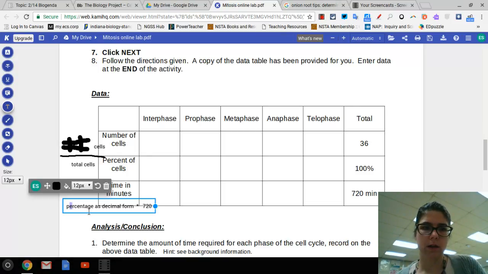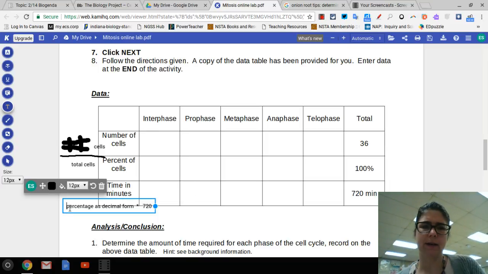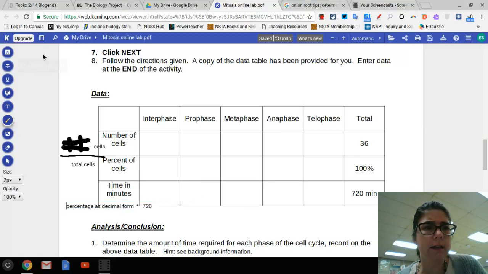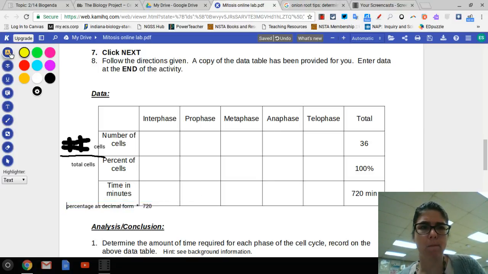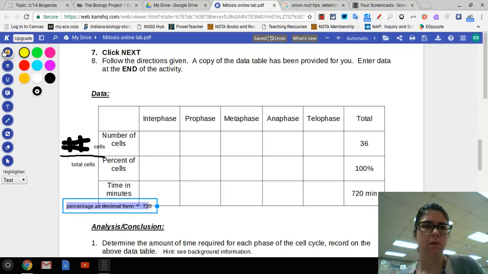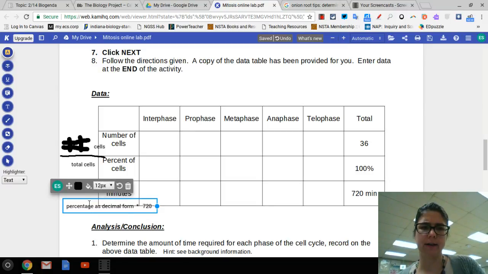Let me see if I can highlight that for you guys. Again, if I had a tablet, it would be a little bit easier, but I'm trying to do it here at school. It's not letting me. But hopefully you guys can see that to do the total minutes right down here, it's percentage in decimal form times 720.